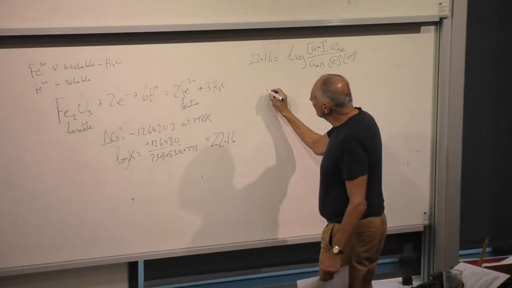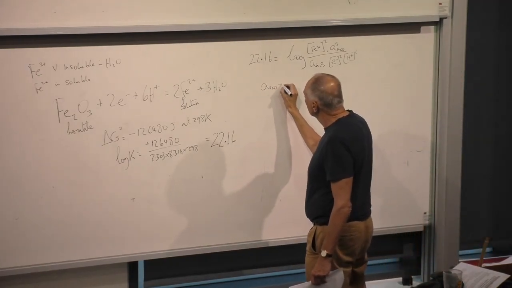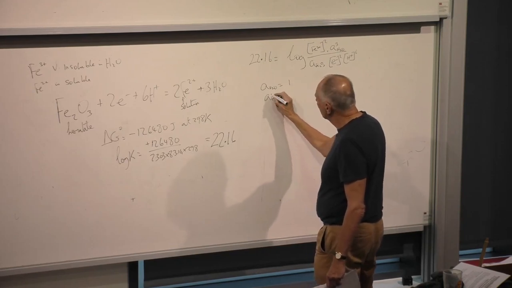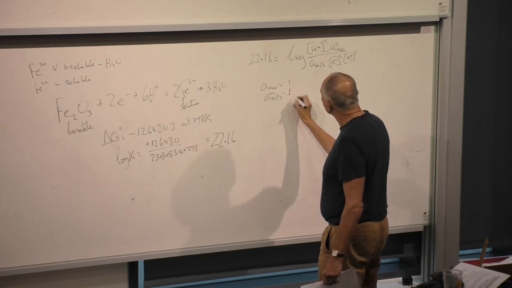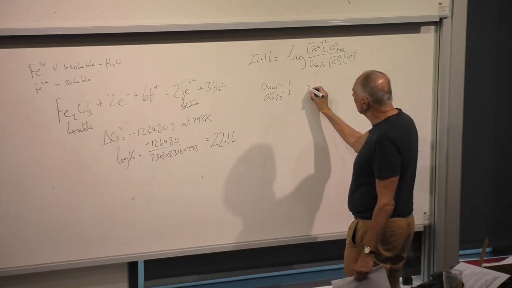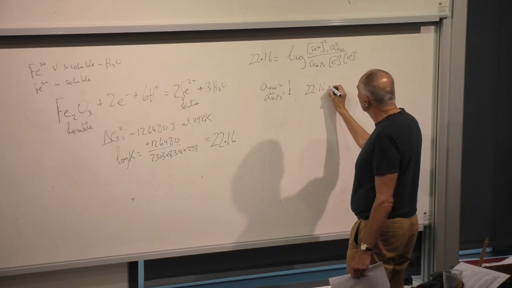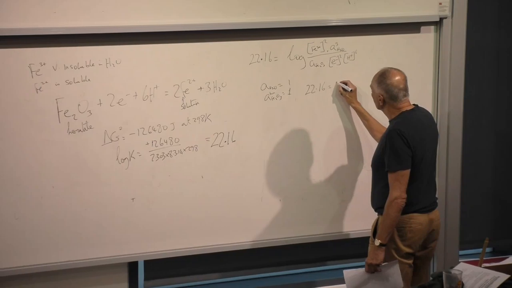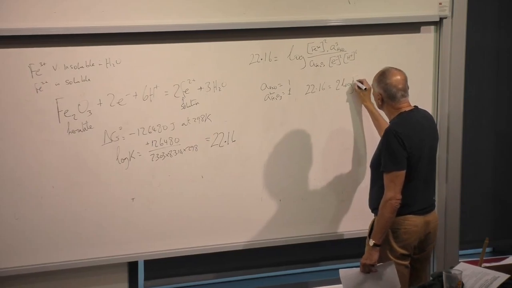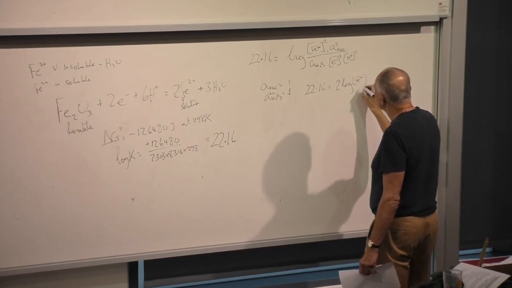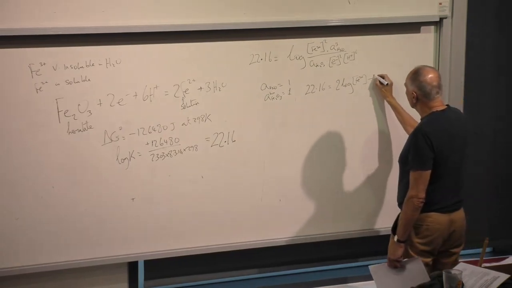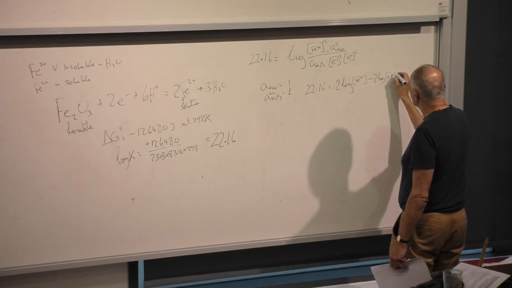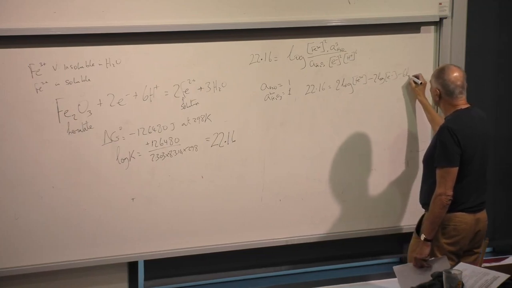So let's say pure water, and the activity of Fe2O3 was saturated in hematite. So 22.16 is equal to 2 log Fe2+ minus 2 log e- minus 6 log H+.